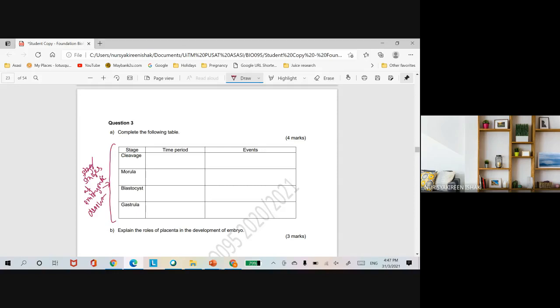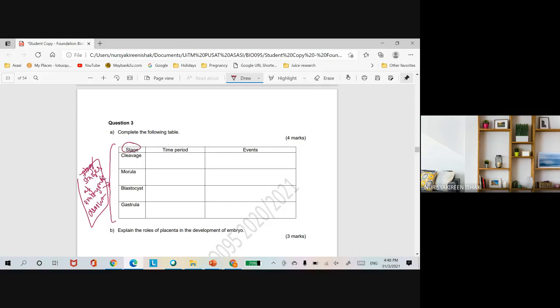ovoviviparity, oviparity, and viviparity. Bertelur ke, bertelur dalam badan, lepas tu hatch dalam badan ke, keluar like a normal birth ataupun normal birth, viviparity. Itu adalah strategies macam mana organism adapt untuk grow dia punya baby. Telur ke, telur dalam badan ke ataupun dalam uterus. Itu strategies. Tapi yang ini untuk soalan ni adalah stages of embryonic development. Nampak stage ni, perkataan stage ni.